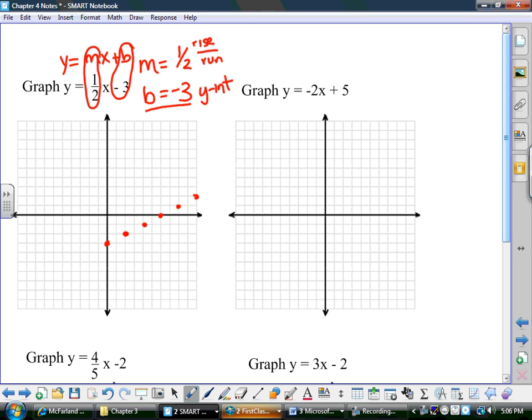When I run out of room on that side, then I go in the opposite direction. So now I'm going to go down 1 and backwards 2. Down 1, backwards 2, until I run out of room on the graph paper. Then use something nice and straight and connect those dots to form a line. The line does keep going, so make sure you have arrows on each side.